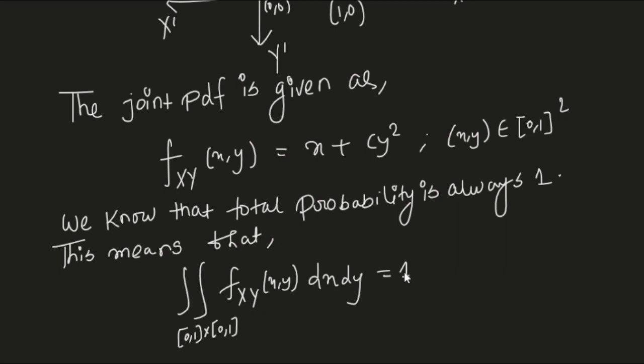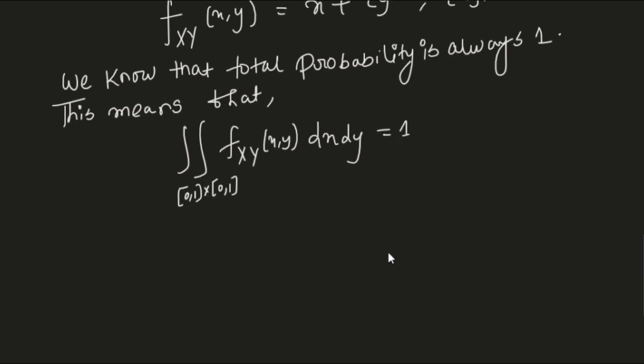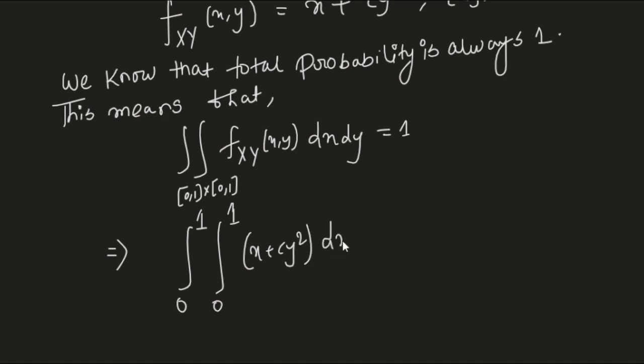Since total probability is always 1, the integration over the region [0,1] by [0,1], that is the rectangular region of the joint PDF, would result in 1. Now how do we do that? Well, it means 0 to 1 and 0 to 1, because x and y are independent of each other, so we can write it directly as the integral of x plus c y square dx dy equals 1.